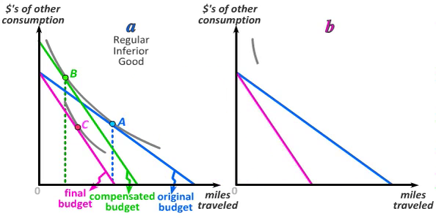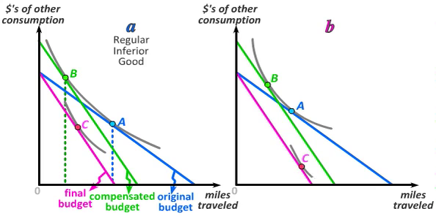We now again begin with the original optimal bundle A, and then illustrate the substitution effect by drawing in the compensated budget as well as bundle B. The substitution effect, as always, says consume less of the good that's become relatively more expensive, miles driven in our case, and more of the good that's become relatively cheaper, other goods consumption in our case.